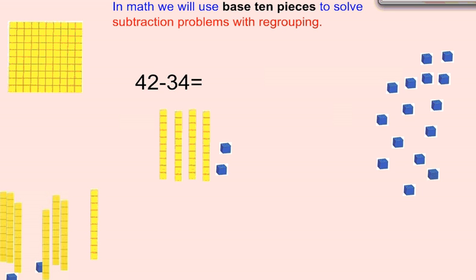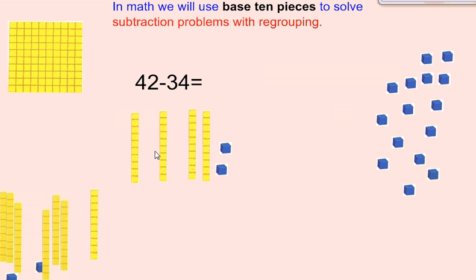In third grade, the students are learning different strategies to help them solve subtraction problems. One strategy they can use is using base 10 pieces to help them solve subtraction problems. And they can do that with regrouping and without regrouping. So the first thing that they're going to do is make their larger number with base 10 blocks.